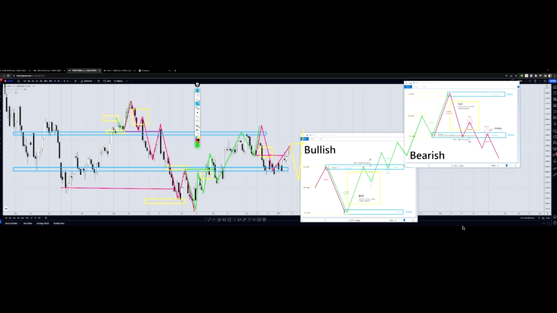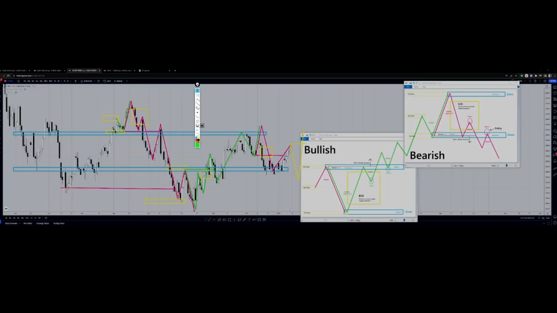So that's where my process is right now. That's what I'm looking for on the higher time frame. What I'm seeing, I'm going to trash all this now.